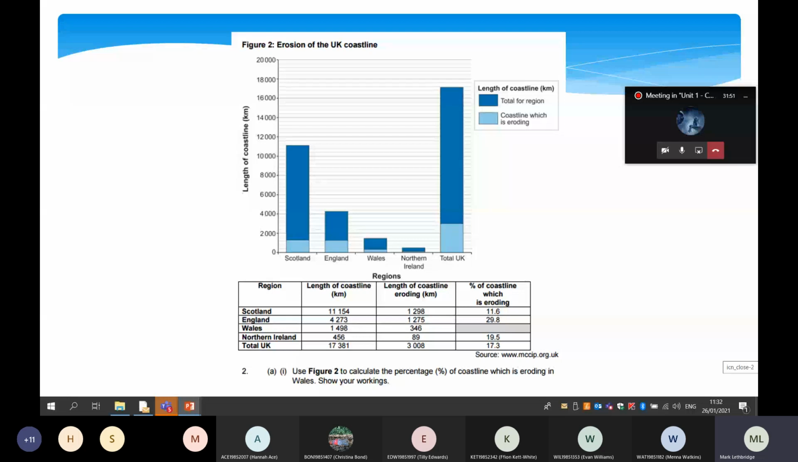Part 2 of that question on the next page says, use Figure 2 to describe the extent of coastline erosion in Wales compared to that in Scotland. So you need to answer the first bit first to get the percentage. Then you need to compare that to the actual rate that is in Scotland.